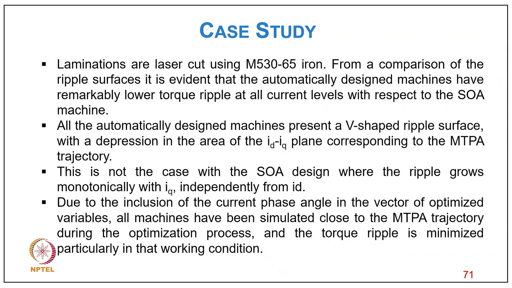Now laminations are laser cut using M530-65A. From a comparison of the ripple surface, it is evident that the automatically designed machines have remarkably lower torque ripple at all current levels with respect to the SOA machine. So, all the automatically designed machines present a V-shaped ripple surface with a depression in the area of the Id-Iq plane corresponding to the MTPA trajectory.